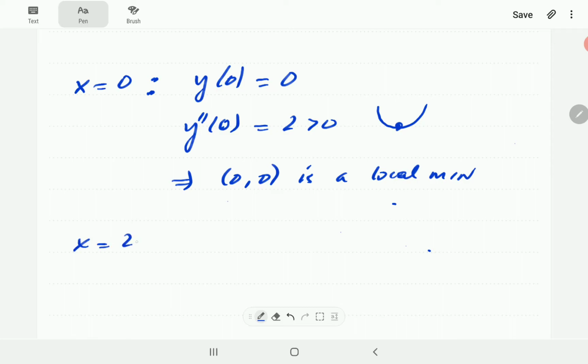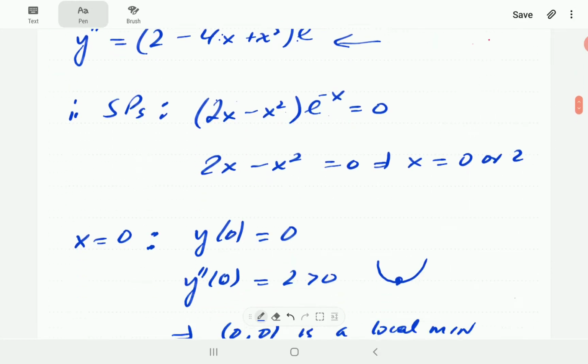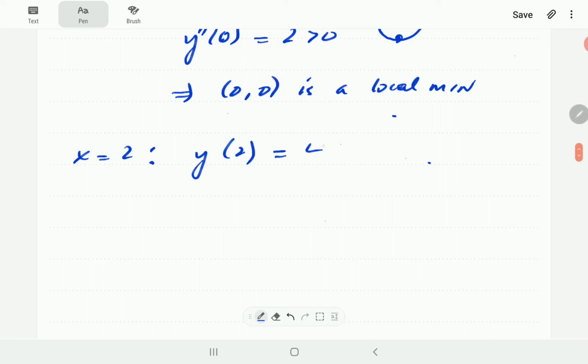Then next we look at the stationary point when x is equal to 2. Again, the first thing we're going to do is plug x equal to 2 into the y equation, so that we have the y coordinate. We're going to have 4e to the minus 2. This is the same as 4 over e squared, or if you like, just 2 over e all squared. Okay, so that is going to be the y coordinate when x equals 2.